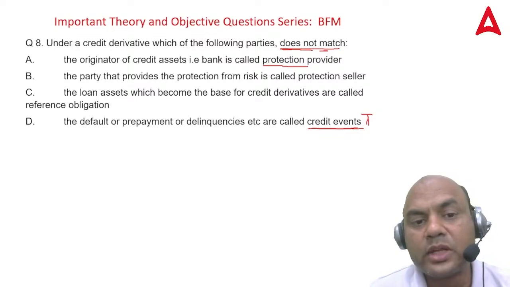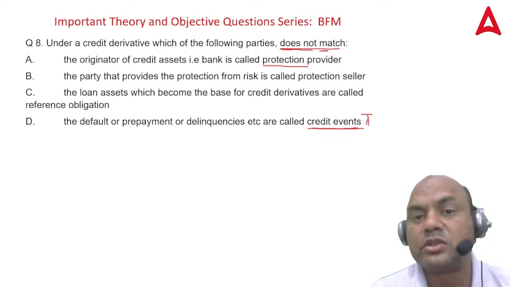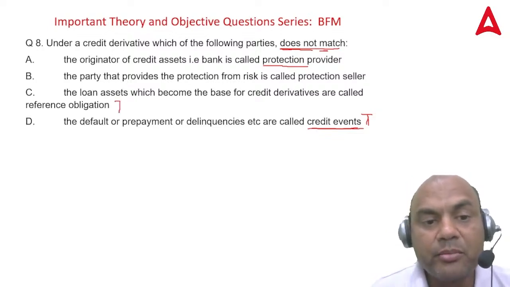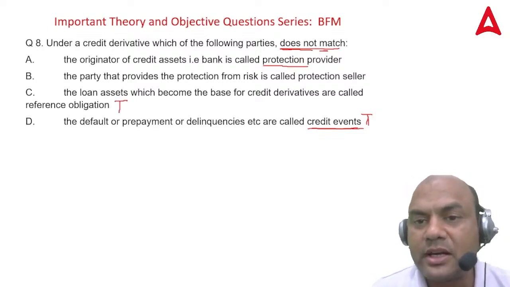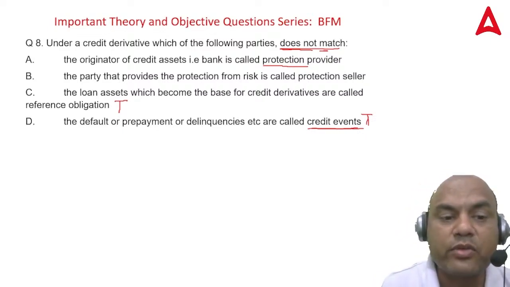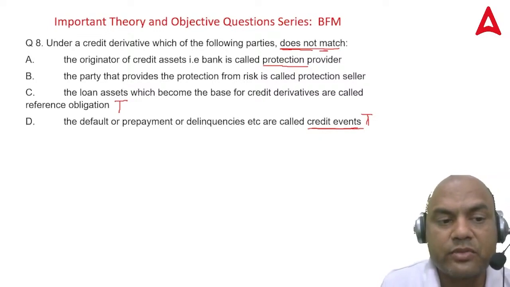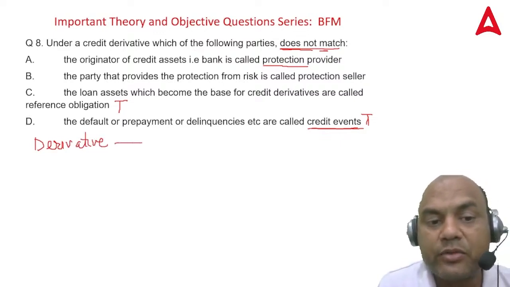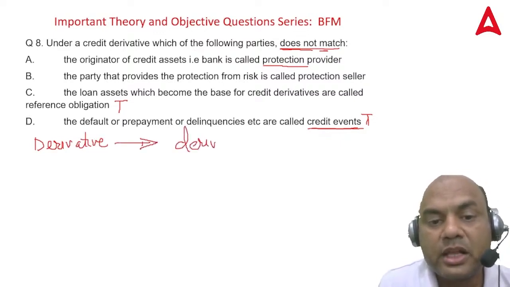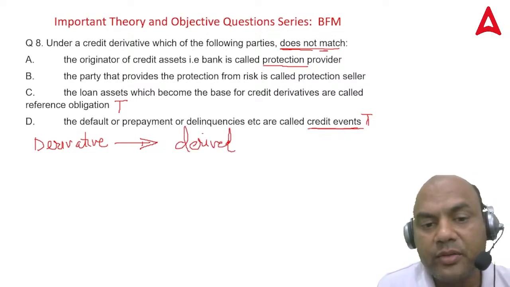C. The loan assets which become the base for the credit derivatives are called reference obligations. So that is also true. Why? Firstly, understand what a derivative is. A derivative is always derived from the commodity. Remember this word, derivative. The word itself says derived. It doesn't have its own base. It is derived from the commodity.